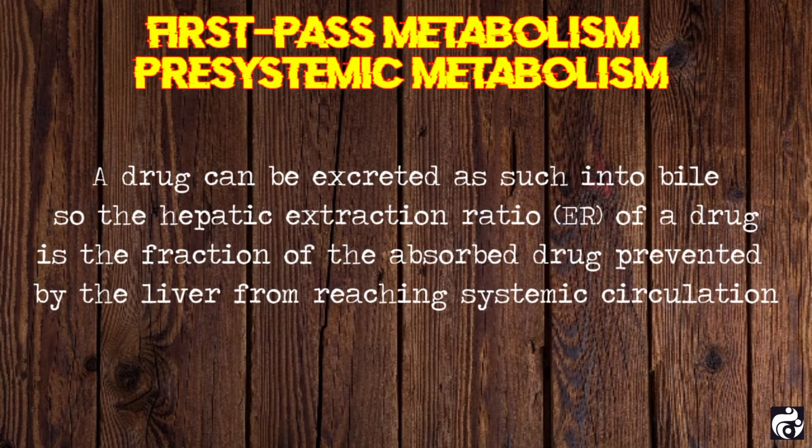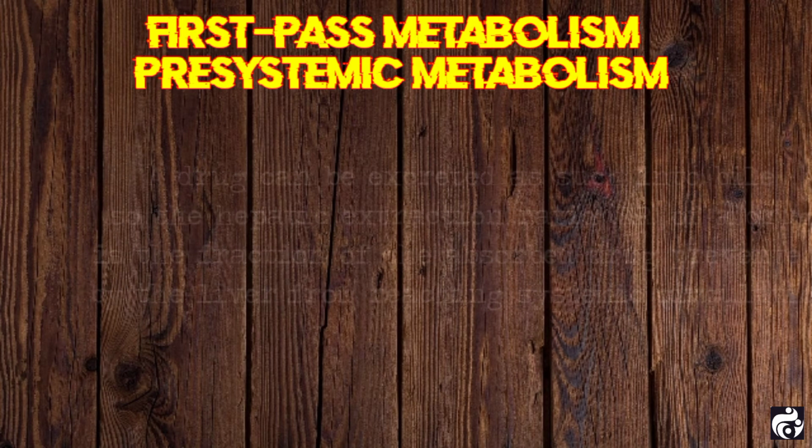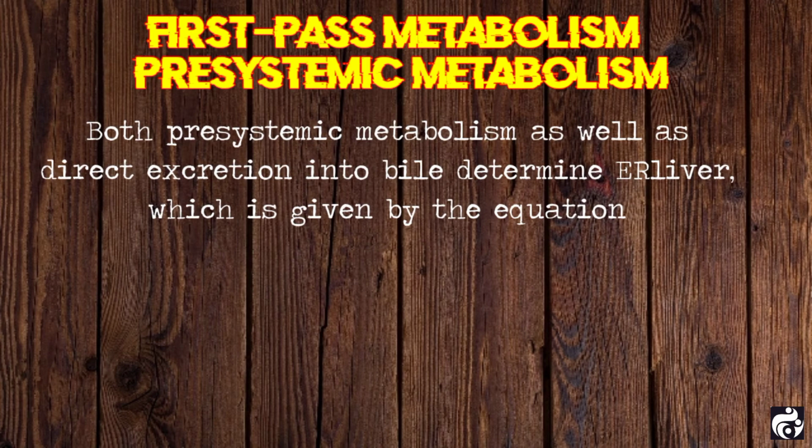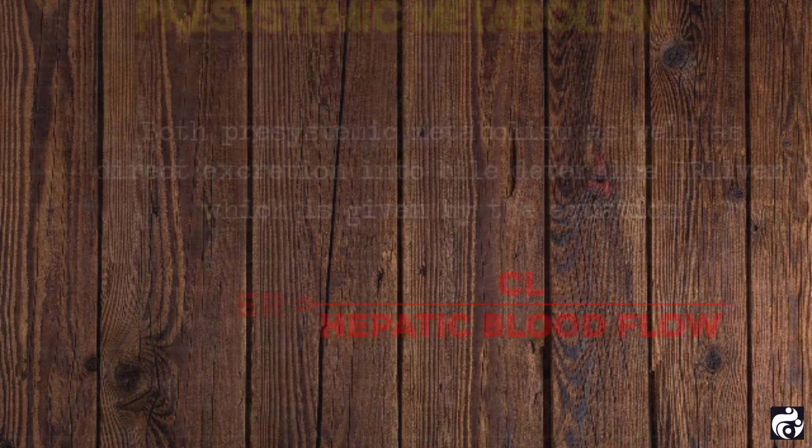A drug can be excreted as such into bile. So, the hepatic extraction ratio, that is ER of the liver, of a drug is the fraction of the absorbed drug prevented by the liver from reaching systemic circulation. Both presystemic metabolism as well as direct excretion into bile determine the ER of the liver, which is given by the equation ER equals CL of liver to that of hepatic blood flow.